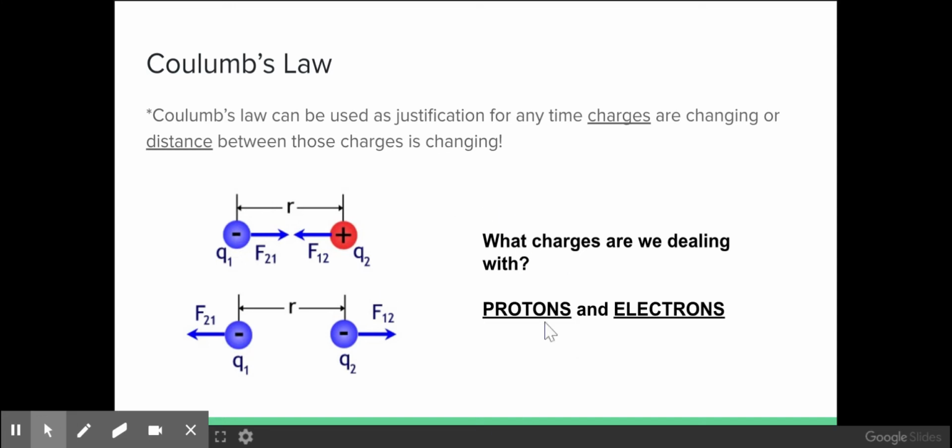We're going to be talking about protons and electrons. Those two things attract to each other. We're also going to talk about just electrons and how they repel each other if they're close together in an atom.